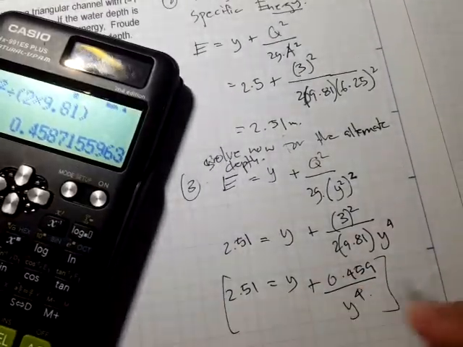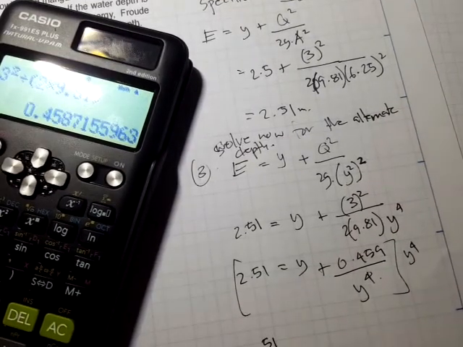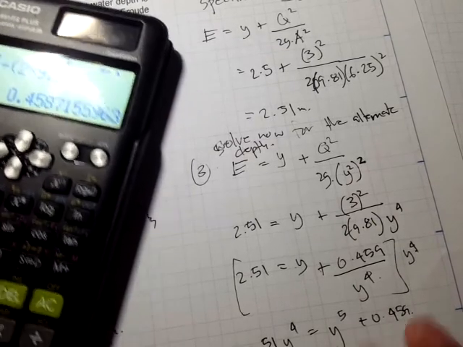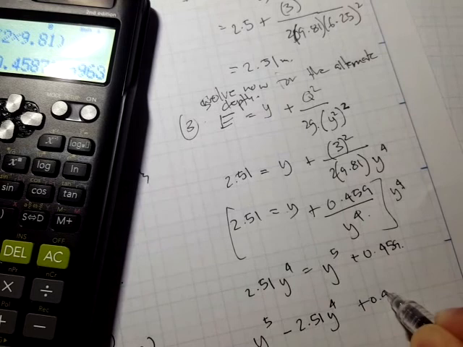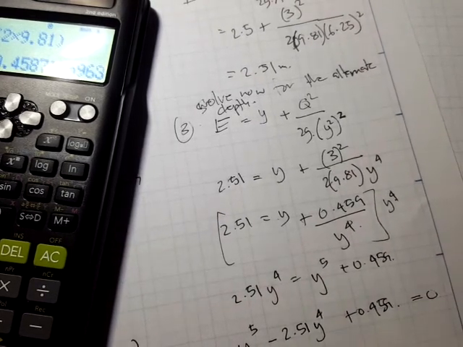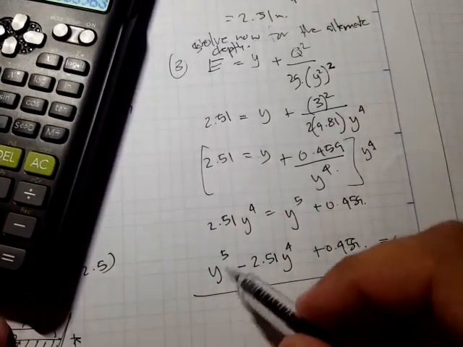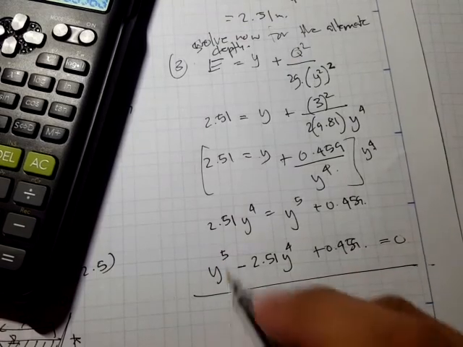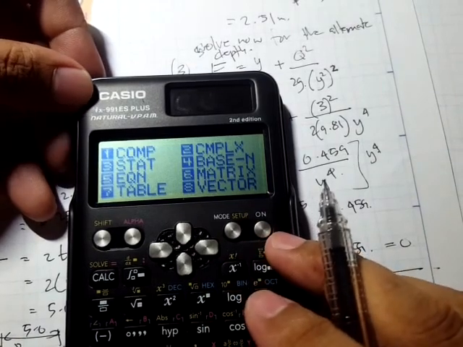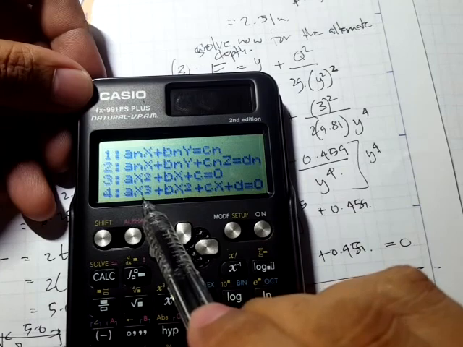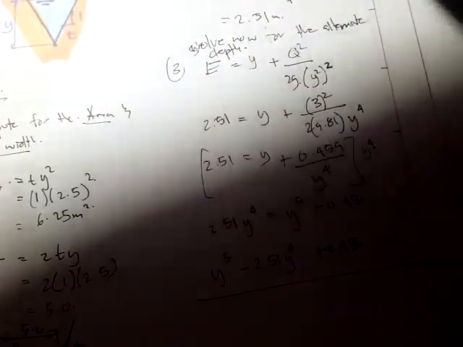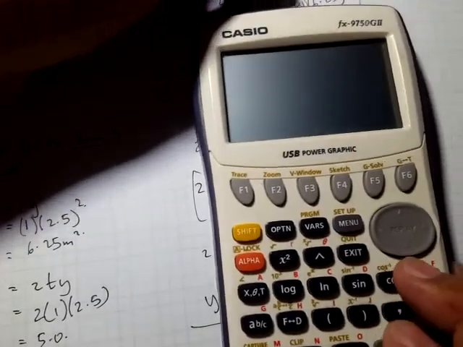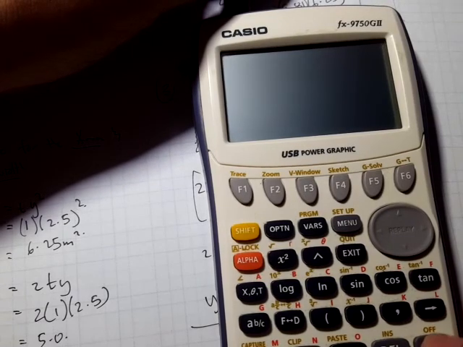Okay, so let's multiply this equation by y to the fourth. So this is 2.51 y to the fourth is equal to y to the 5 plus 0.459. Let's rearrange this: y to the 5 minus 2.51 y to the fourth plus 0.459 is equal to 0. So that's our equation, but this is no longer a cubic equation because we have a degree of 5 in our variable. With this calculator we can only have up to a cubic equation, so we'll use another calculator of mine, a graphing calculator, the Casio FX9750G.